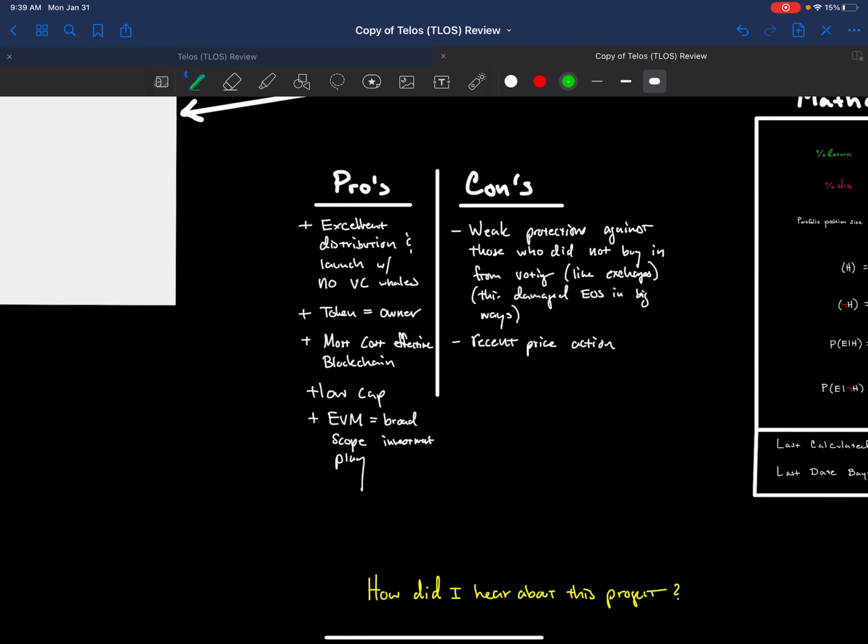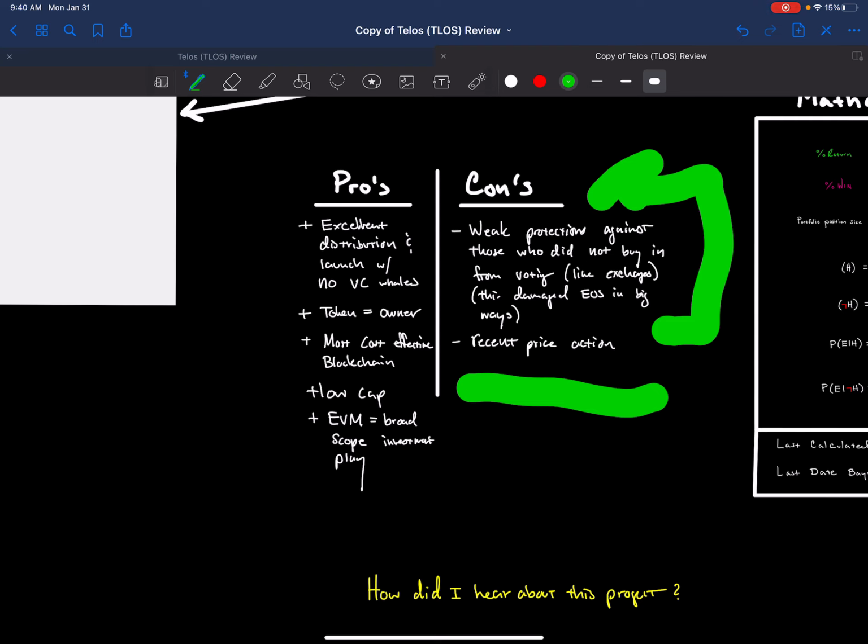Final summary. The cons, let's start with the negative. Weak protection against those who did not buy in from voting, like exchanges, but this damaged EOS in big ways. So that is one of the major risks. But the good thing is that those exchanges are on the decline, and most people are using DeFi, so it might not be an issue. And so the tokens can remain distributed, and the token will be controlled by those who are heavily involved, and that will remain who is in control of the network. It's basically token holders. And then recent price action, it has grown aggressively against other projects. So you always got to be careful when something's been going up.